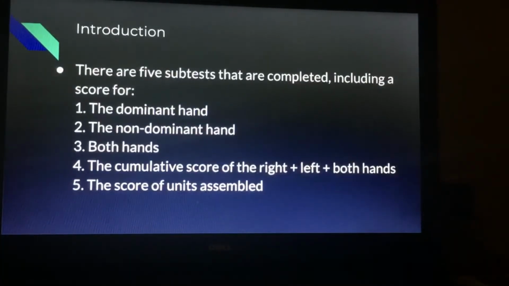There are 5 subtests that are completed for the assessment. This includes a score for the dominant hand, the non-dominant hand, both hands, and then for the 4th step, it's just the clinician taking the cumulative score of the right plus the left plus both hands. And for the 5th step, there's the score of units assembled.